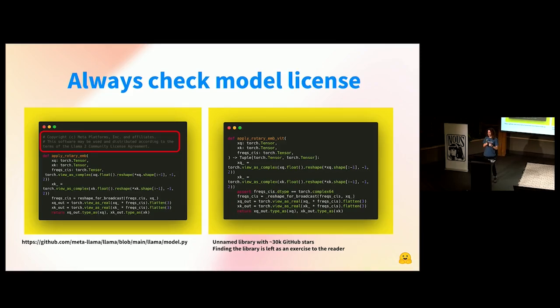And people don't notice this. You cannot just go take this code and add it to your code base without attribution, right? So here at the right, you can see an unnamed library that has 30,000 stars on GitHub that doesn't add this attribution, and it's pretty much the same code. I won't give the names, but this happens quite often.